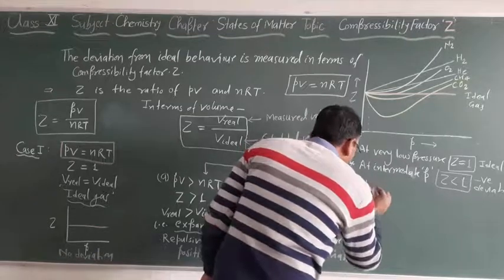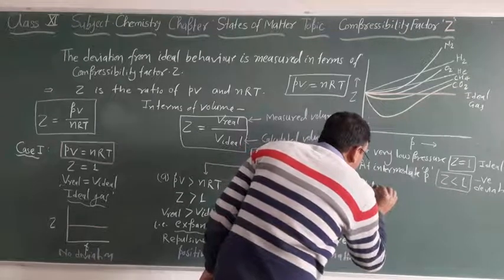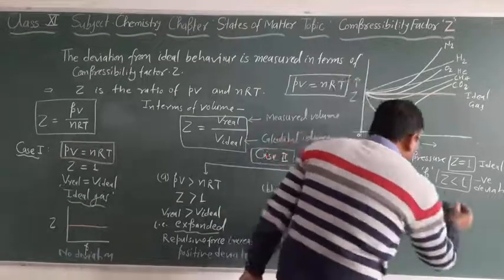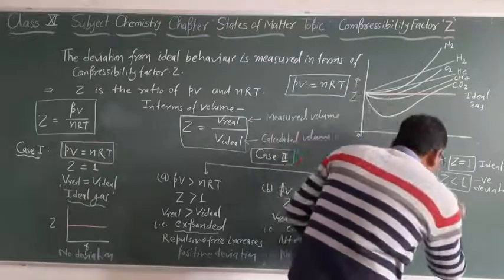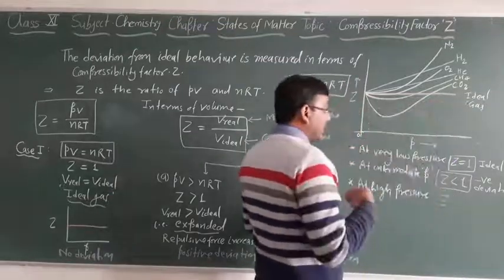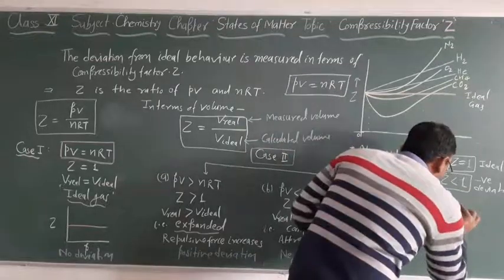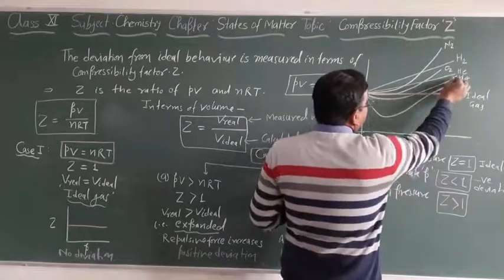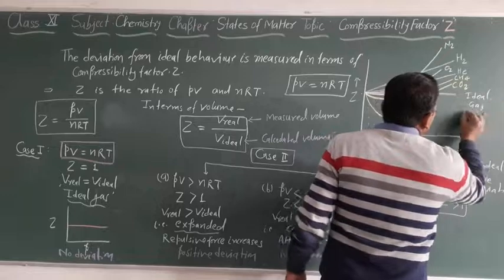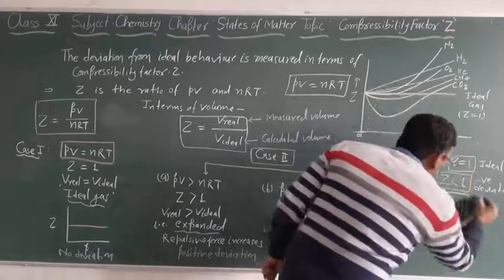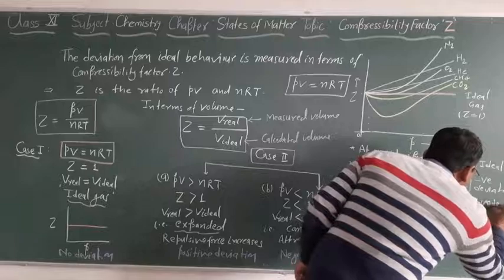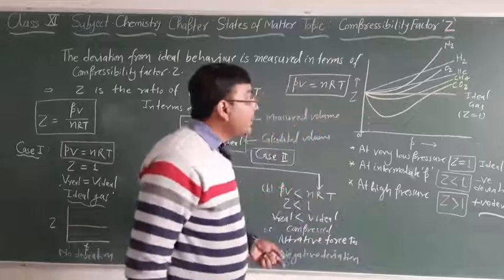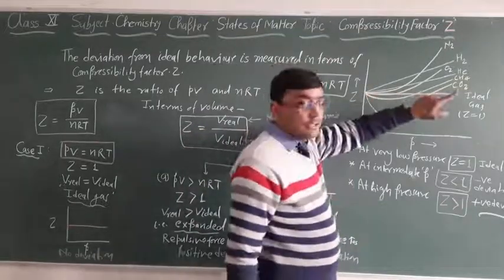If you remember, we concluded in the last video that at high pressure all gases show positive deviation. Z is greater than 1. See, at high pressure Z is greater than 1. For an ideal gas, Z is equal to 1. So this is a positive deviation.